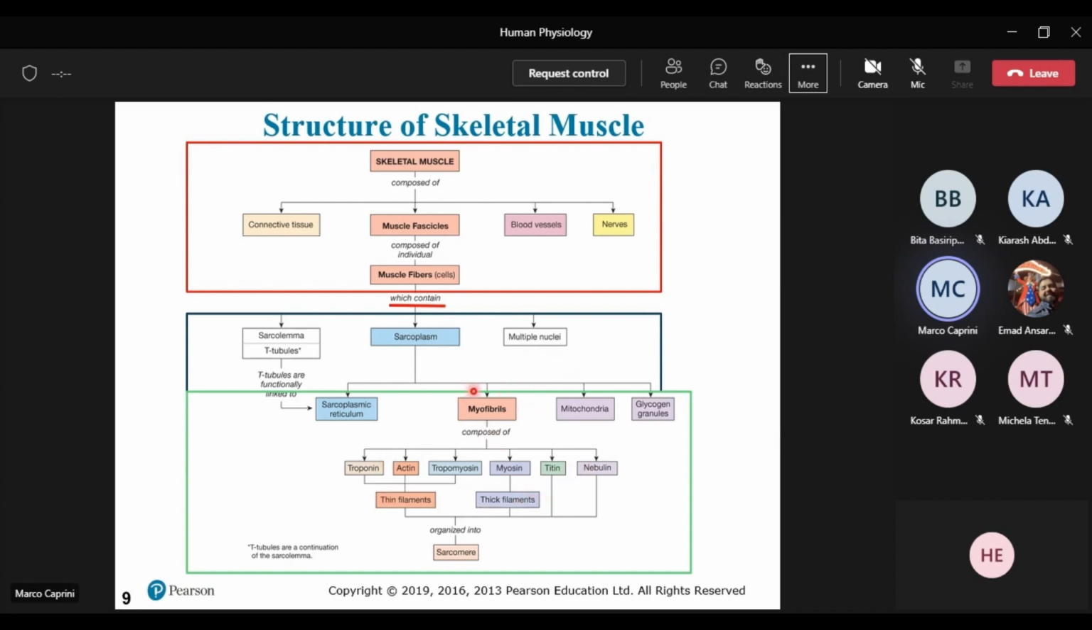The myofibrils, here in salmon color, are the main intracellular structure in striated muscle, and we find them only in skeletal muscle and cardiac muscle. They are highly organized bundle structures of contractile and elastic proteins that, at the end, carry out the work of contraction. As you already noticed from the figure, the myofibrils are formed by numerous proteins. You can see here the troponin, the actin, the tropomyosin, the myosin, the titin. These are the contractile and elastic proteins that at the end carry out the work of contraction.